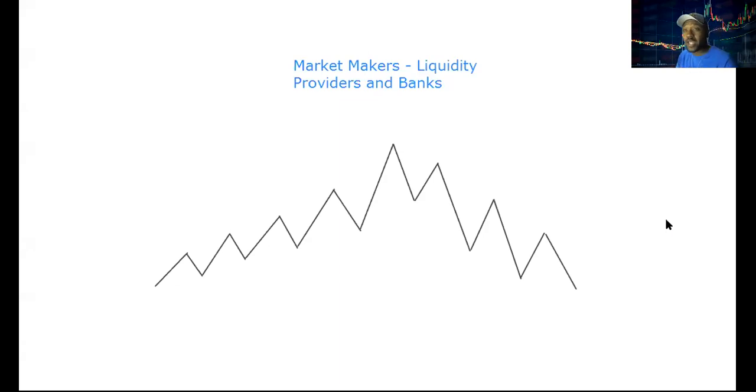What I'm going to do today is actually show you how we trade with the market makers, with the banks, and with the liquidity providers. I'm going to show you a really simple sketch right here to give you a good idea as to how we actually trade with these guys and how we take advantage of really good market opportunities.